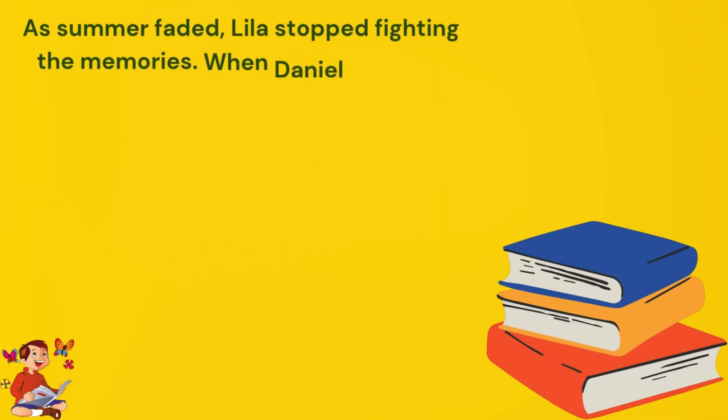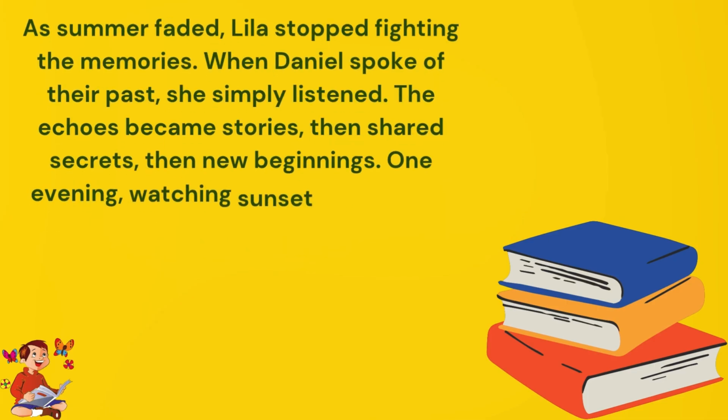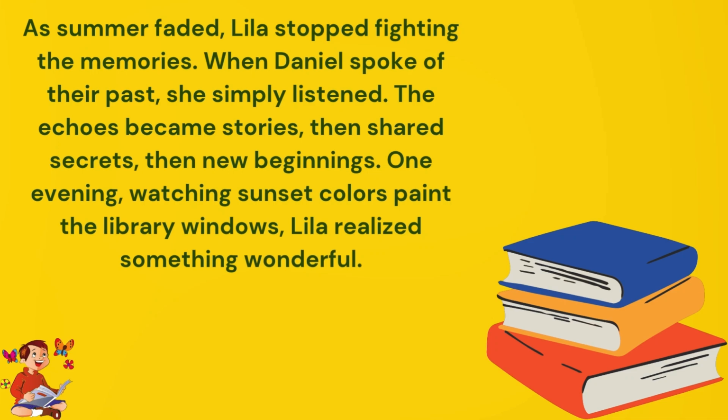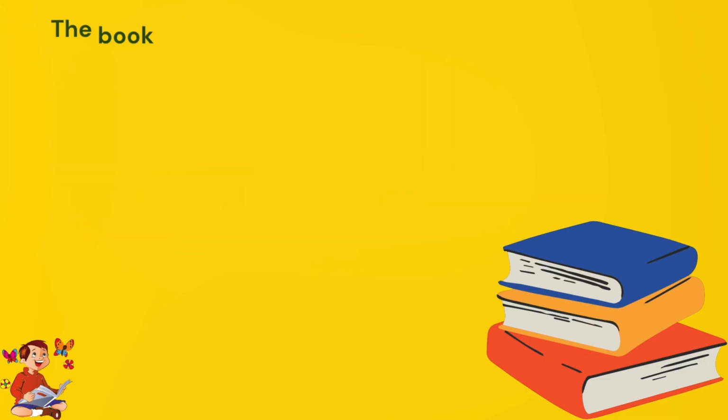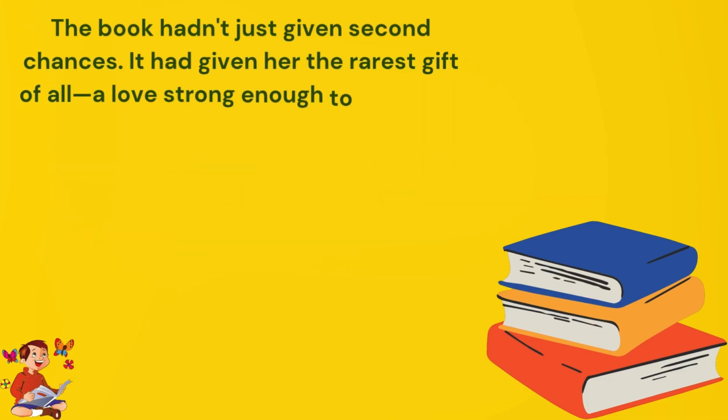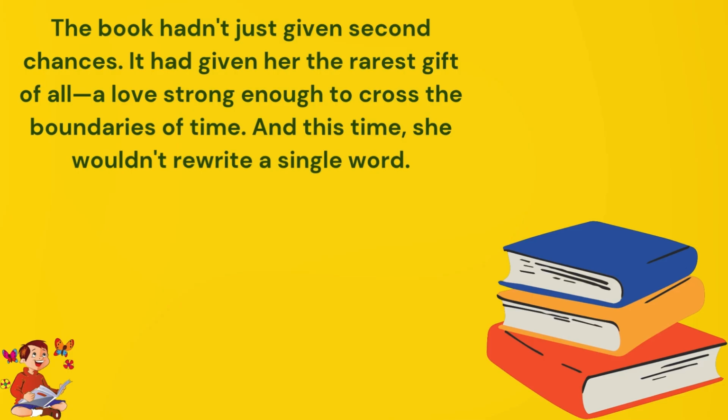As summer faded, Lila stopped fighting the memories. When Daniel spoke of their past, she simply listened. The echoes became stories. Then shared secrets, then new beginnings. One evening, watching sunset colors paint the library windows, Lila realized something wonderful: the book hadn't just given second chances. It had given her the rarest gift of all, a love strong enough to cross the boundaries of time. And this time, she wouldn't rewrite a single word.